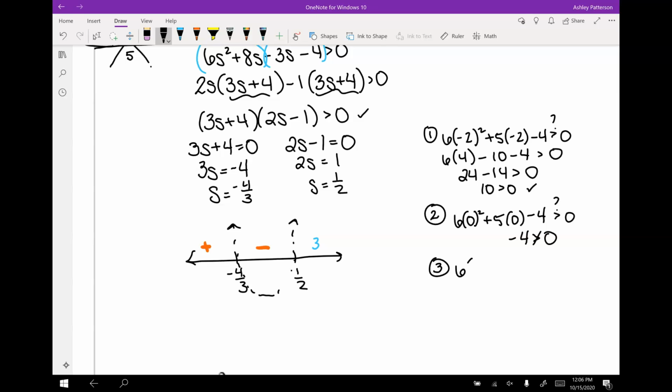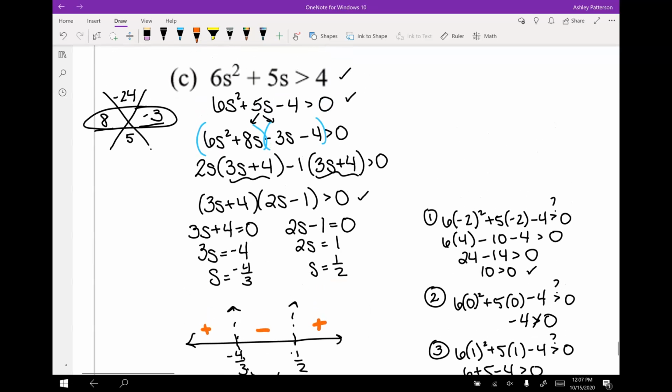Okay, 6 times 1 squared plus 5 times 1 minus 4. Is this greater than 0? We have 6 plus 5 minus 4. And you can see right away that 11 minus 4 is going to be greater than 0. So we can say that the solutions do lie over here.